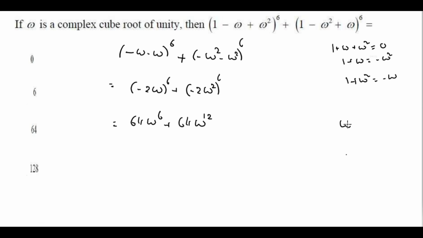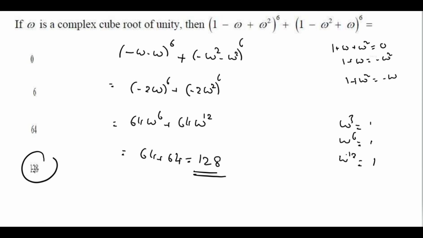We know that omega cube is equal to 1. Similarly, omega power 6 is equal to 1. Omega power 12 is also 1. That is equal to 64 plus 64, that is equal to 128. That is the answer. Here the fourth option is the correct answer.